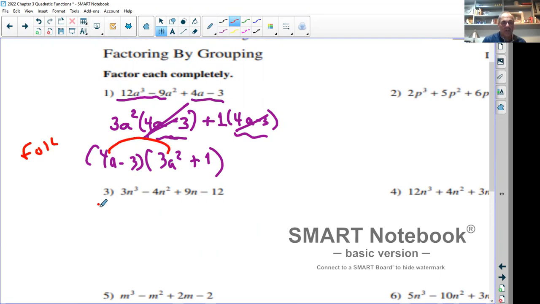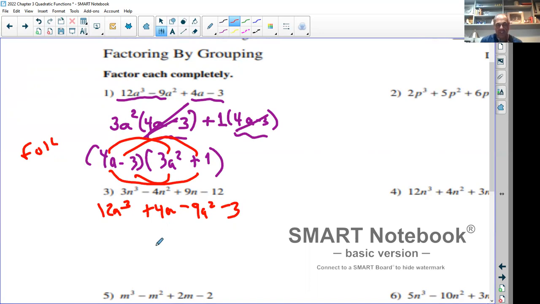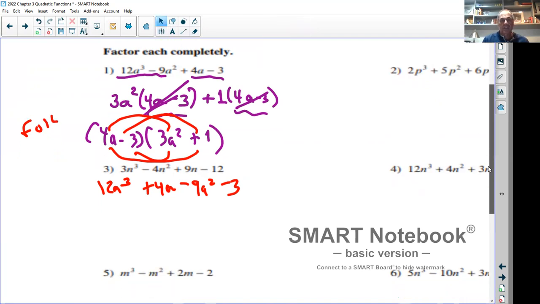First will be 12a to the 3rd. Outer is plus 4. Inner is minus 9a squared. And the last minus 3. It matches this. A couple of terms in different forms, but it is the same. Okay? That's how we're going to do pretty much all of these.